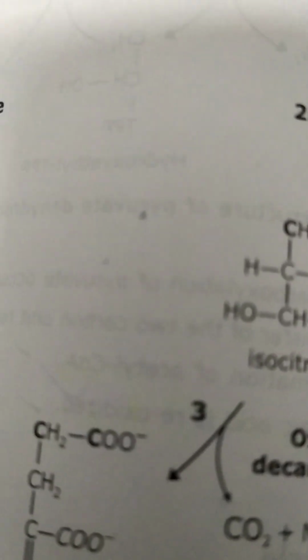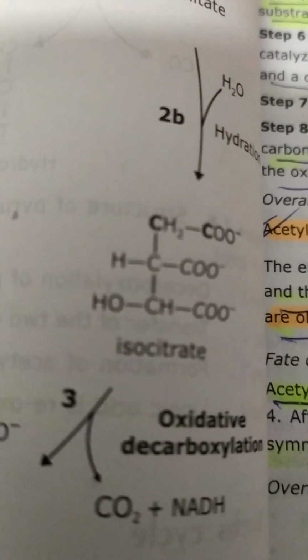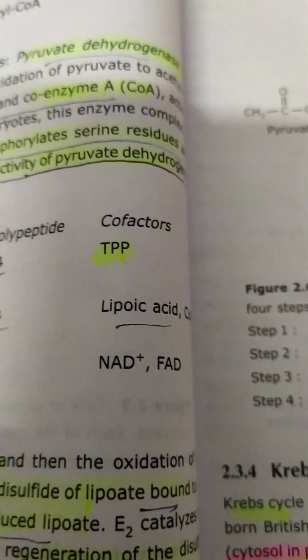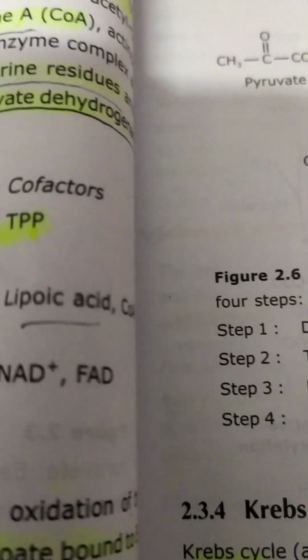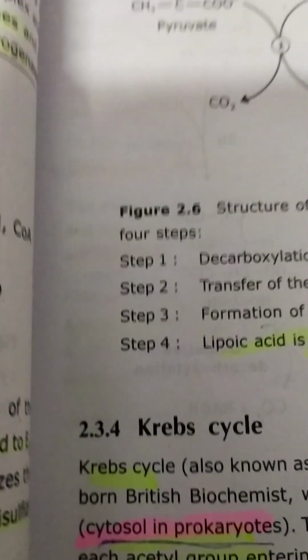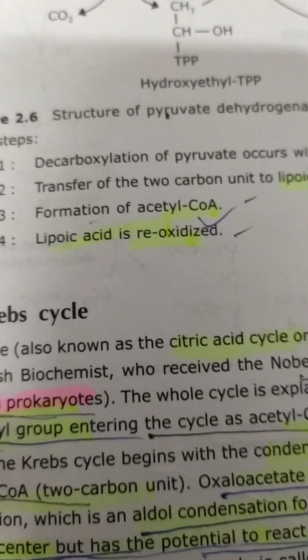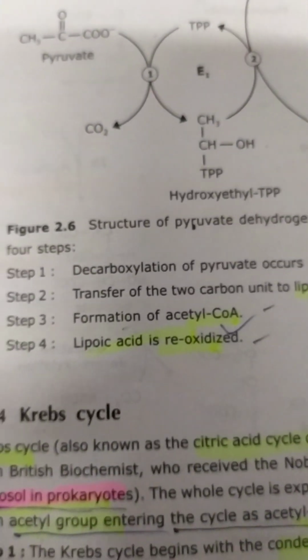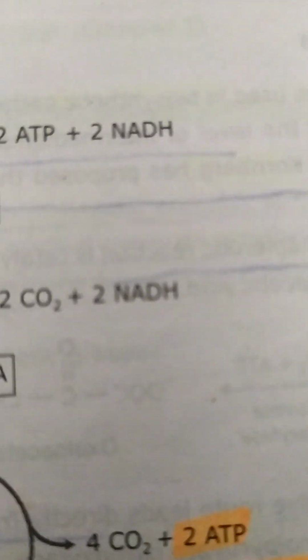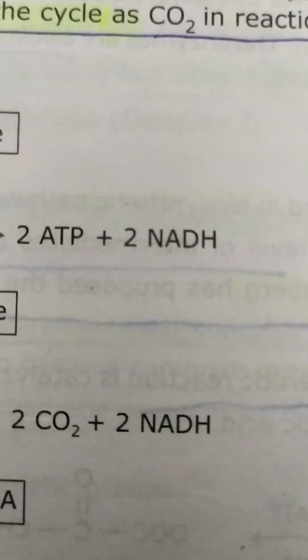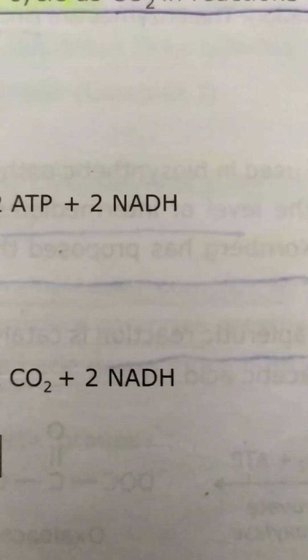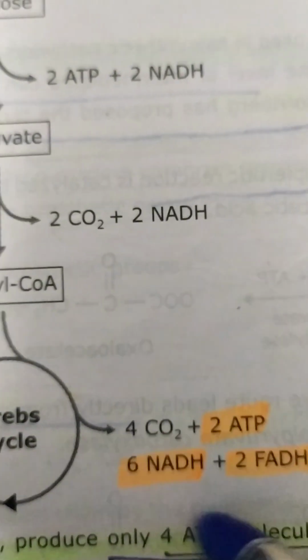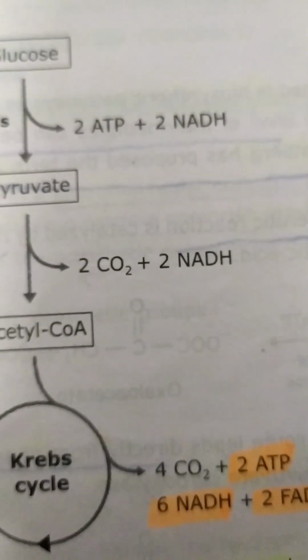So accepting the carbon unit and breakdown, energy will be released and converted in the form of NADH and FADH2, which is also called the reduced coenzyme.